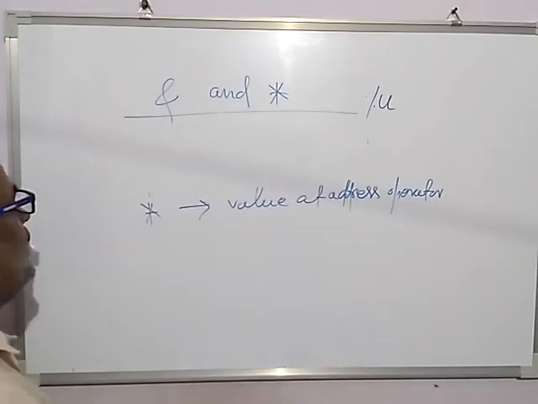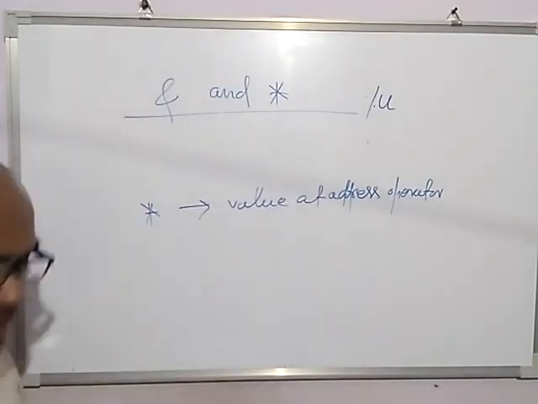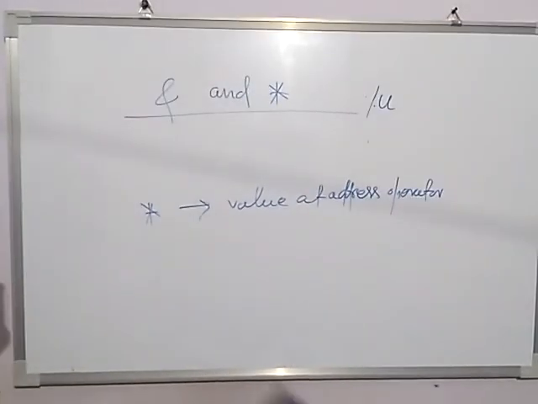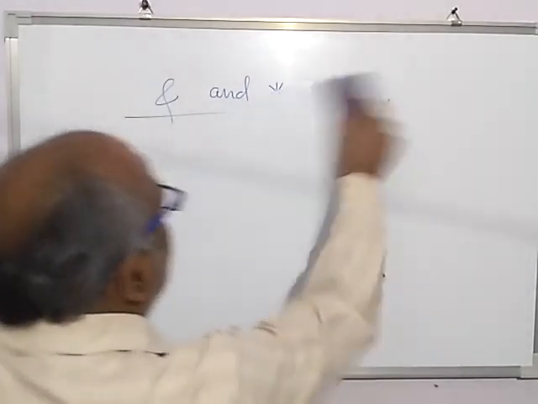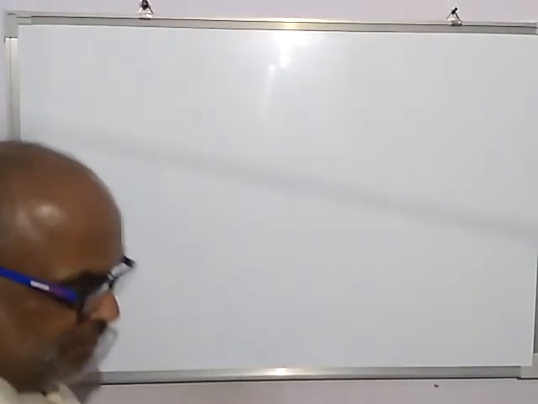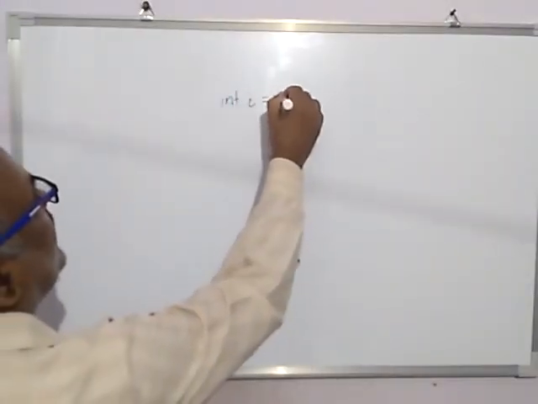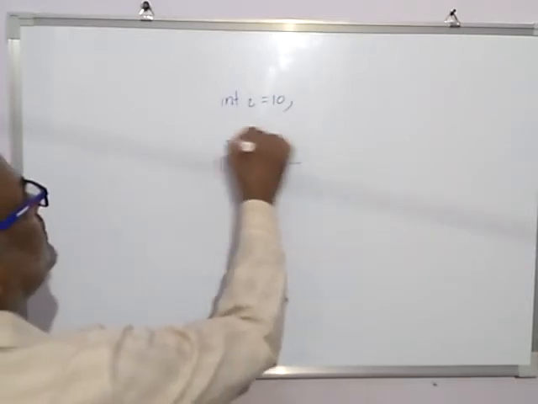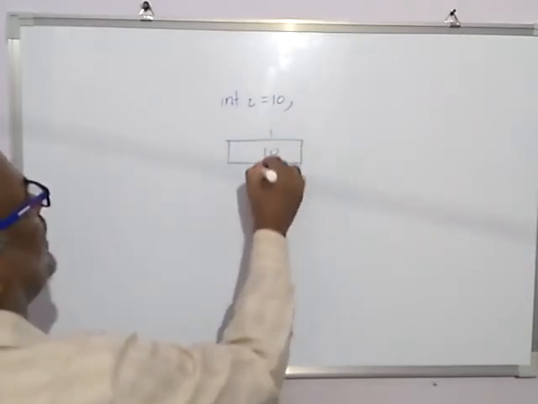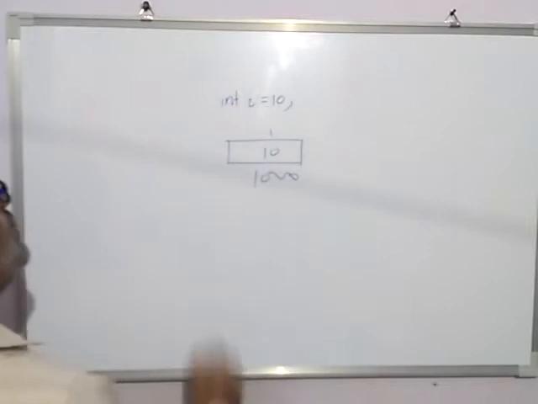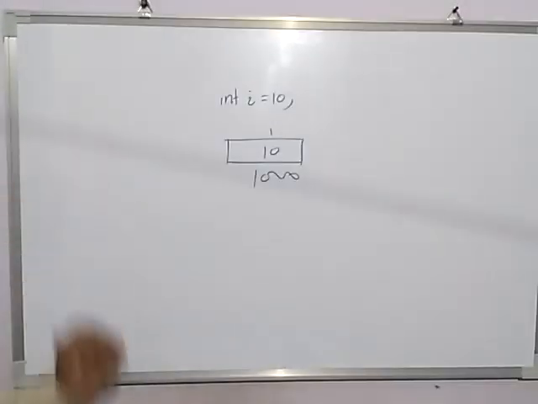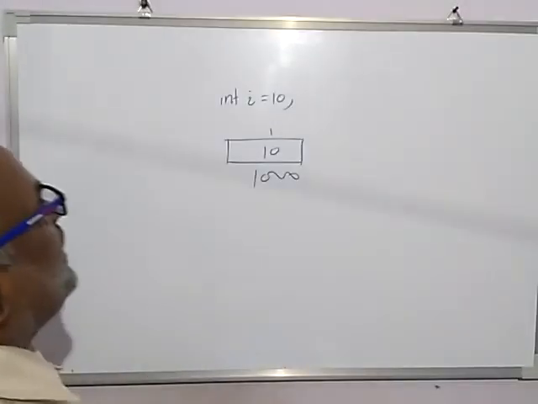So now we discuss what is the value at address operator. Star is called the value at address operator. What is the use? Int i equal to 10. So this is i, 10, address 1000. So what is the use of the star operator? This is the value at address operator.